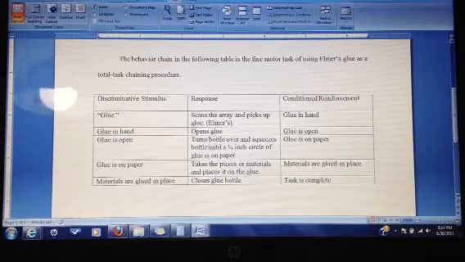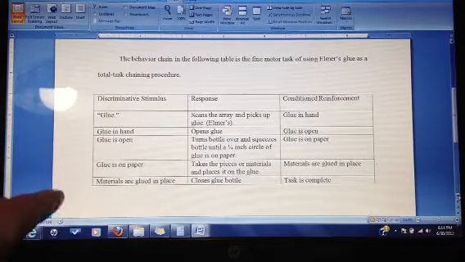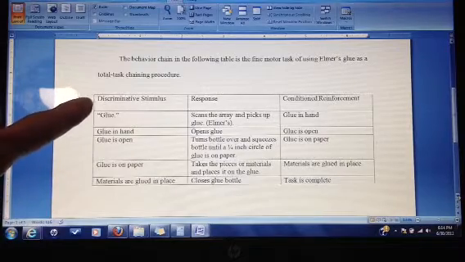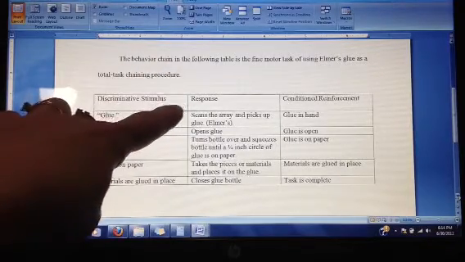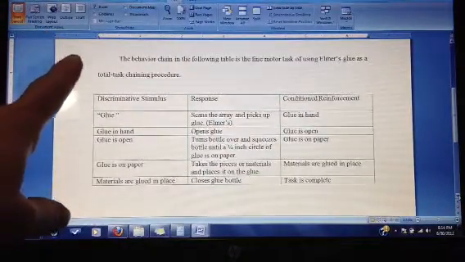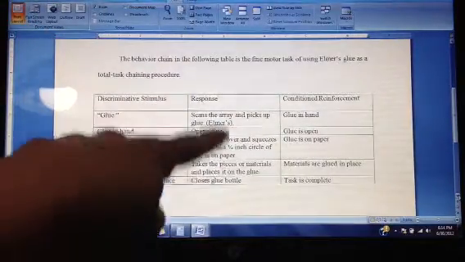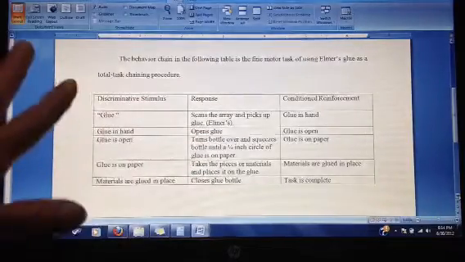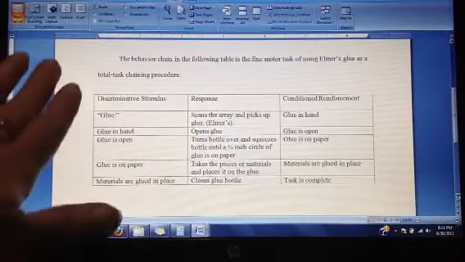Here we're going to look at a behavior chain. A behavior chain consists of a discriminative stimulus, a response, and then a conditioned reinforcement. The response is the only behavior we see. The discriminative stimulus is just that.